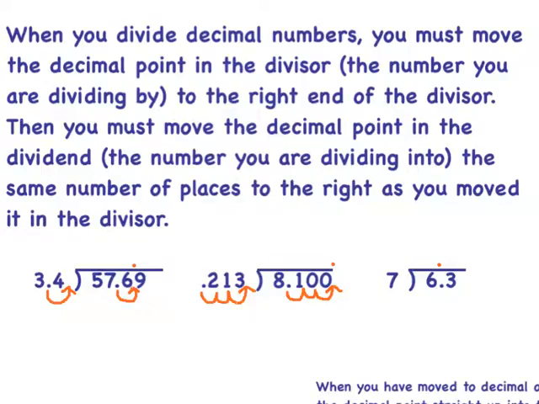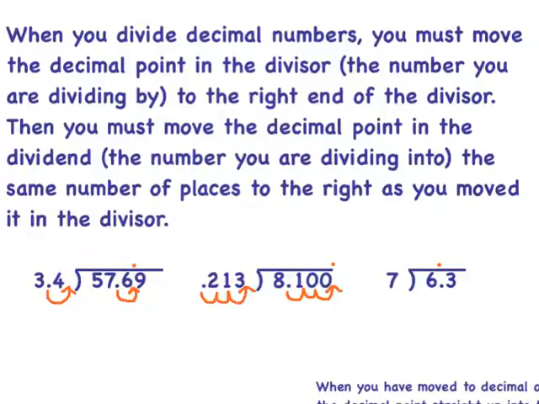So we know that division is the opposite of multiplication. So if I'm doing the opposite from what I just did with the multiplication, where I ignored the decimal and then worried about it last, well, the opposite of that would be to worry about the decimal first and then just do your regular old division. So that's exactly what we're going to do. We're just going to take care of the decimal points first in our division and then just divide. So when you divide decimal numbers, you must move the decimal point in the divisor. That's the number that you're dividing by. It's the one that's on the outside.